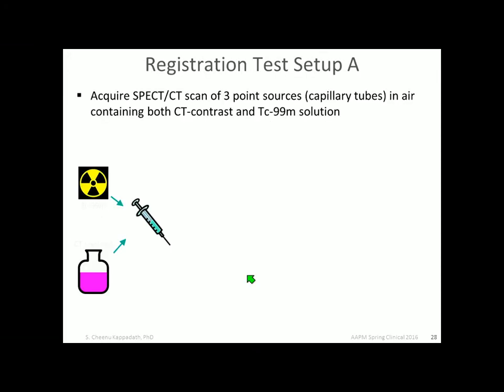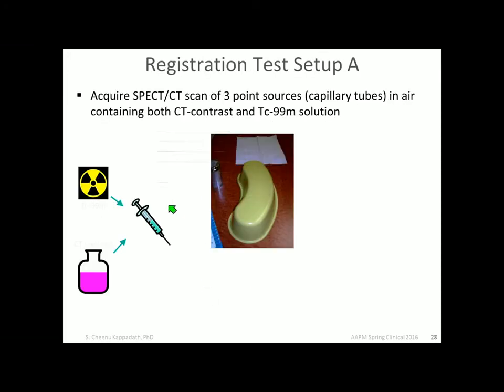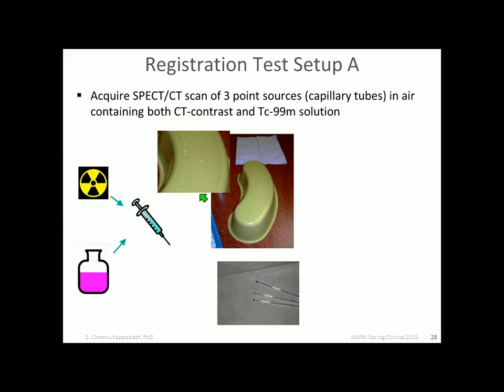So the idea here is we take a mixture of tech and some sort of IV contrast to visualize the data, mix them up, and create small point sources, okay? And that's what I want to show you here. Then you fill some capillary tubes with this radioactivity, with a very small tip. This is very similar to the concept, if people have done PET NEMA, of how we would do a registration for a resolution measurement.